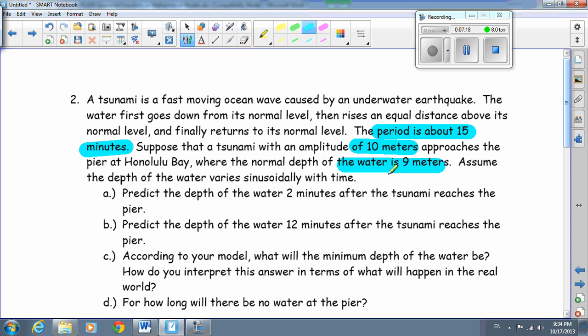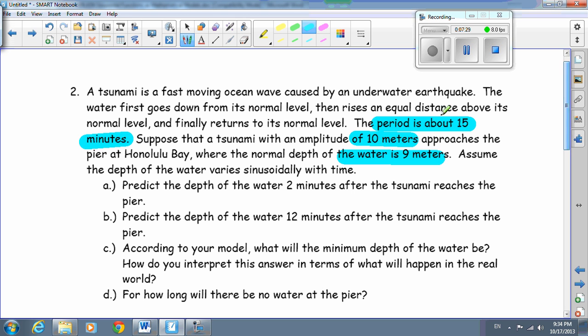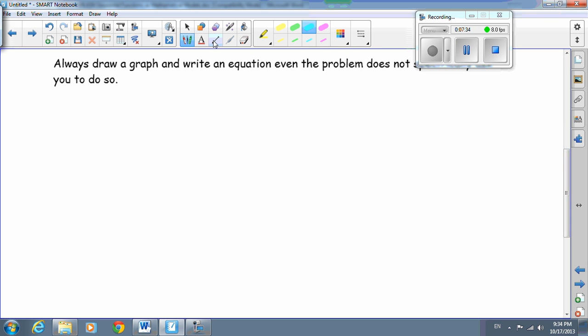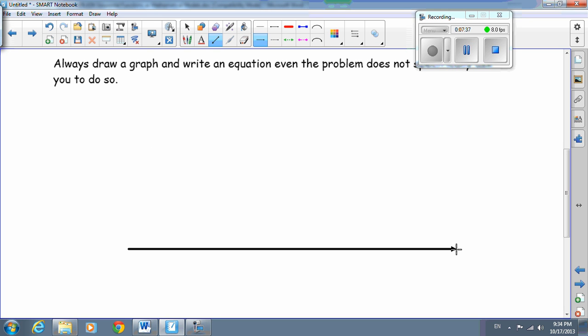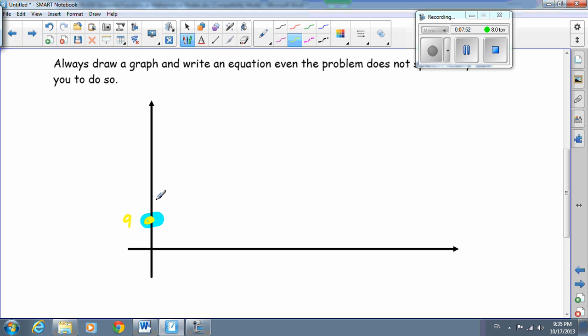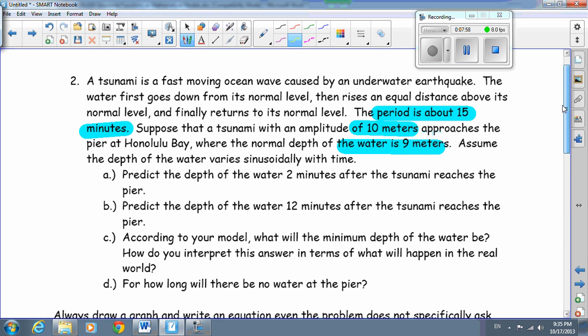So all I know so far is that at t equals 0, I'm at 9 meters. And at t equals 15, I have 10 meters. So I know that my full period is from 0 to 15. If I want to graph this, I will first have my x-axis and my y-axis, and I know that at t equals 0, which is somewhere here, I'll put 9. This point is 9. Somewhere high up there, I don't know yet what it is. 10 meters.